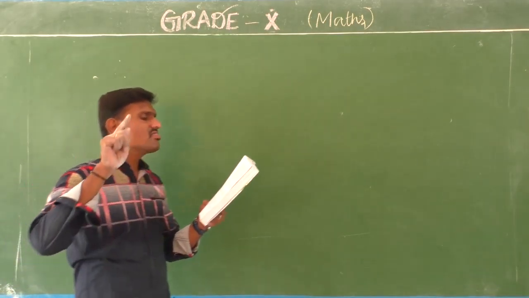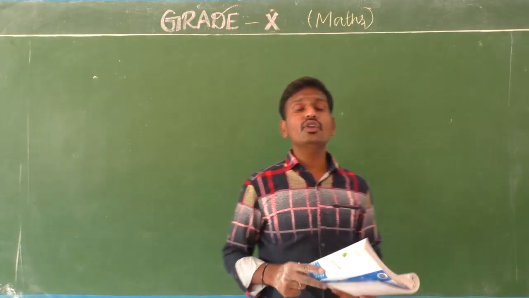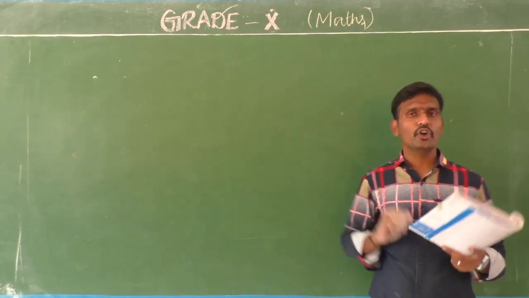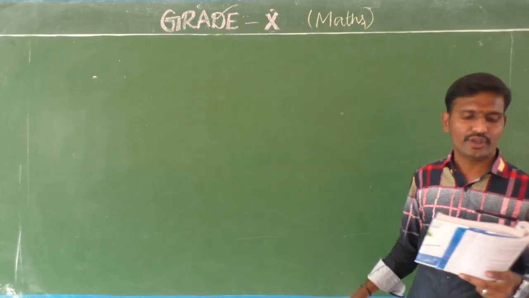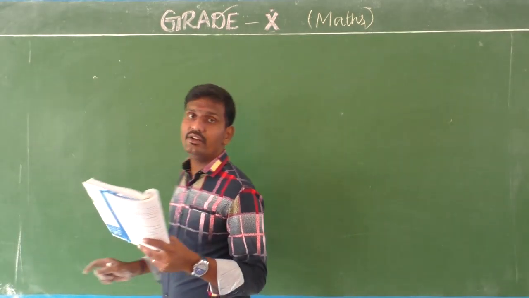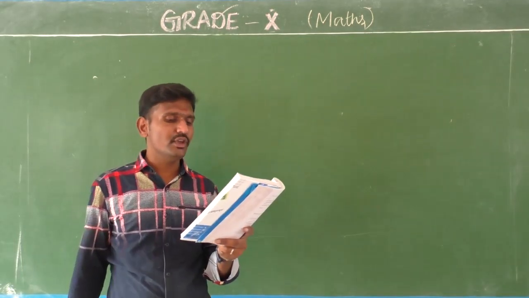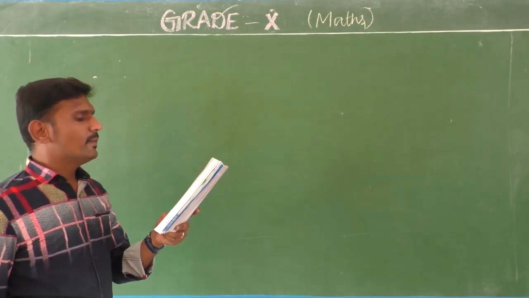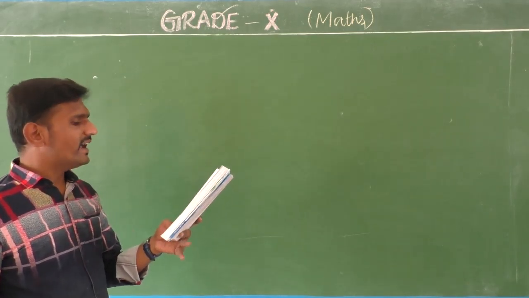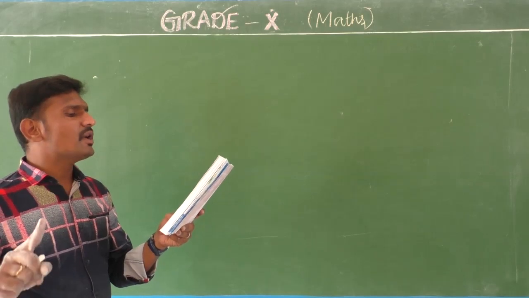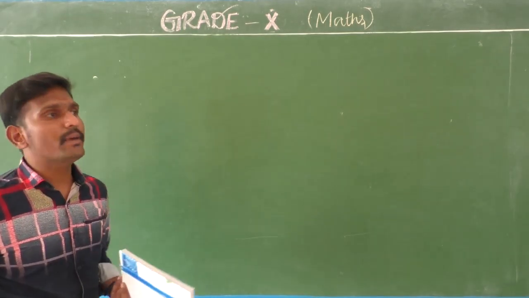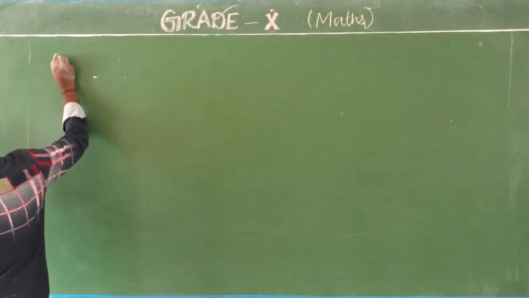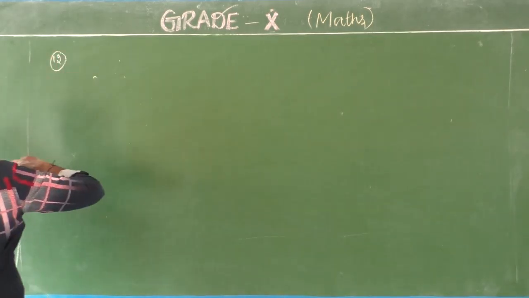Now 12, 13, 14. So the three questions are the same order. After the 15 onwards, the deleted portion already I told you, no. Now 12th question, 13, 14. So one question I am giving you. Okay. So 12th question, find the sum of first 40 positive integers which are divisible by 6. Okay, so 12th question. It is very simple.